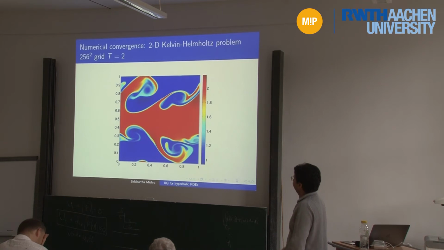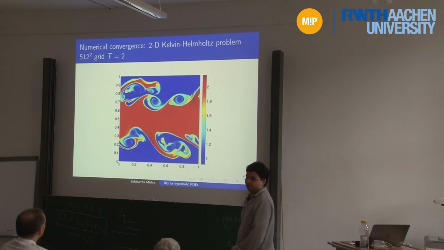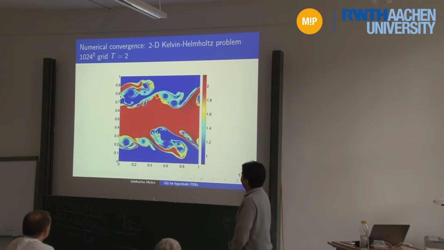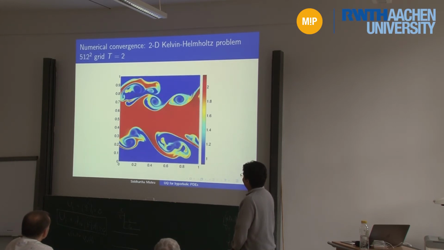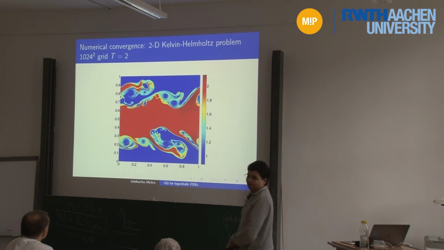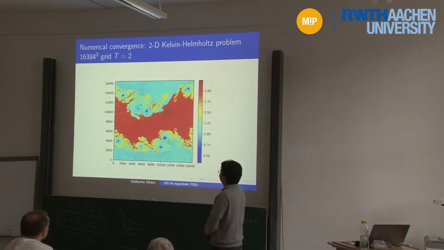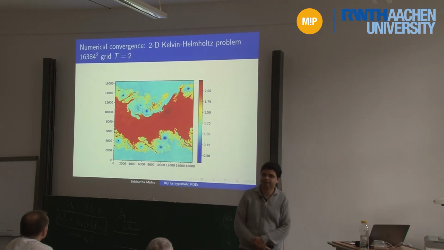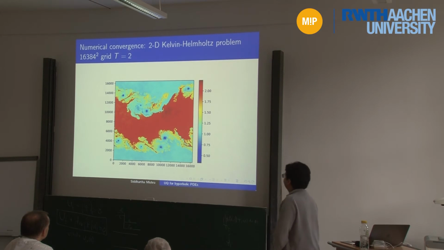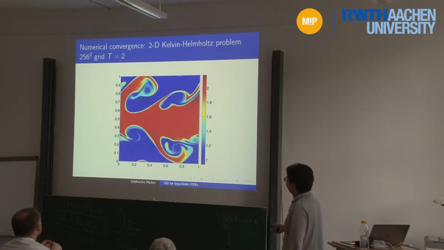And then I do this at 256 squared, right? And you can see the solution at 512 squared, 1024 squared. So each time I'm refining, just visually, I'm seeing a different solution, right? And then I go all the way down to the finest grid that we can compute on, which is a lot, which is 16,384 squared. So at 16,384 squared, this is how my solution looks. You have tiny vortices, big vortices, small vortices, a lot of mixing. And now, of course, repeat the same experiment.